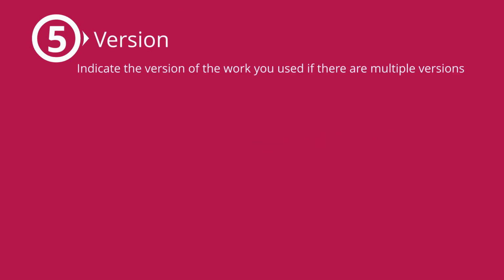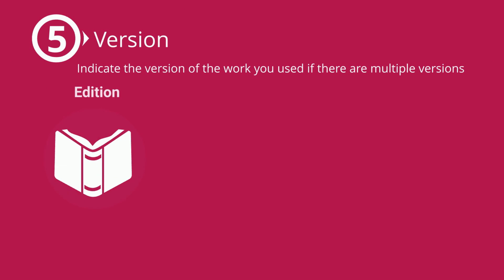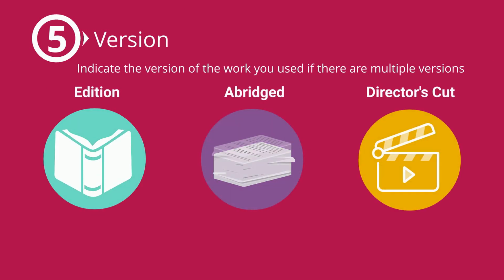When there is more than one version of a source or work, indicate the version you used. This might look like using the second edition of a book, an abridged version of a work, or the director's cut of a movie.